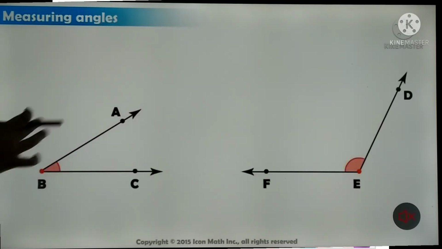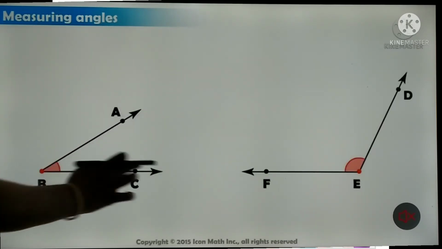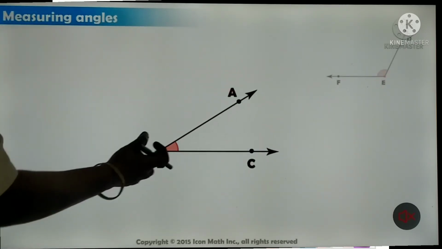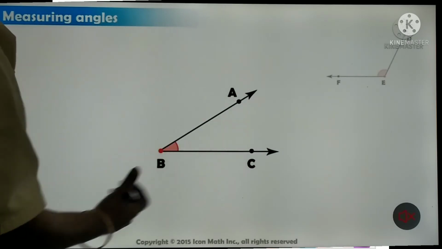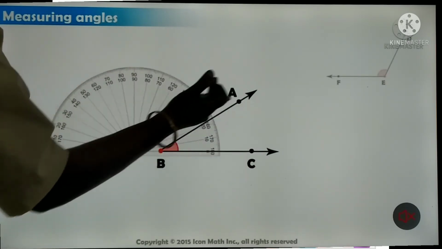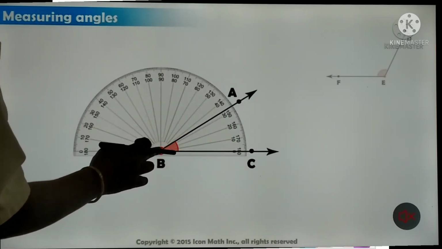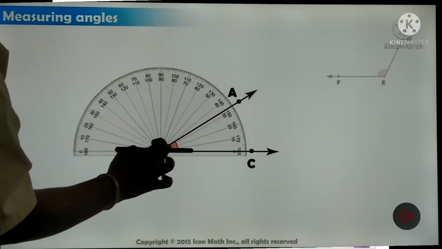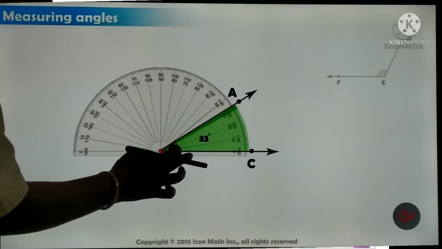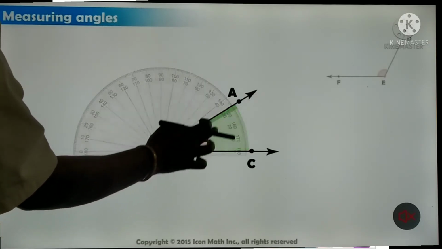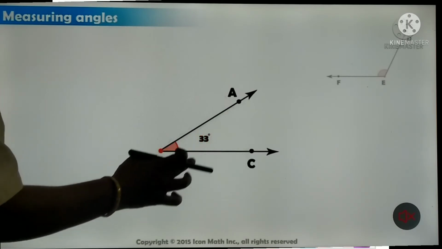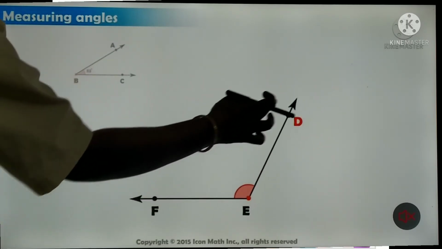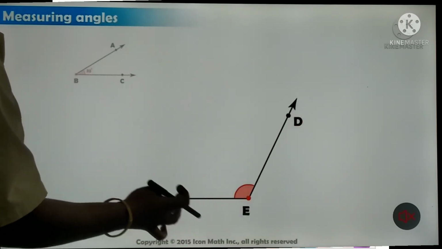So let us see two examples. What is the measure of this angle ABC first, and then measure of angle DEF. First you take this one and take the protractor and measure the angle of this A, B and C. The point should be at the top of the vertex. So then measure the angle. What is the measure of this angle? 33 degree. And take the next figure to find the angle of DEF.